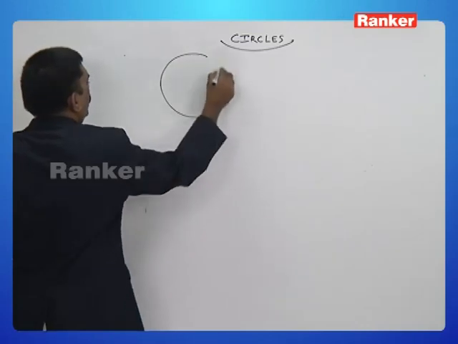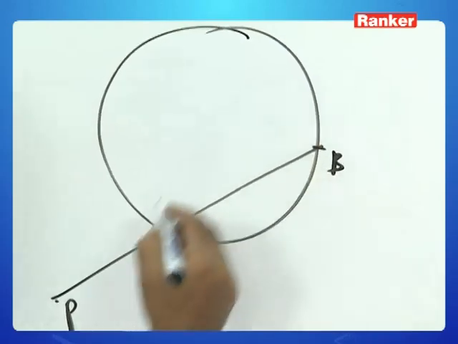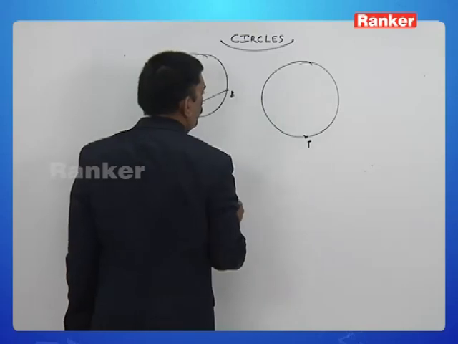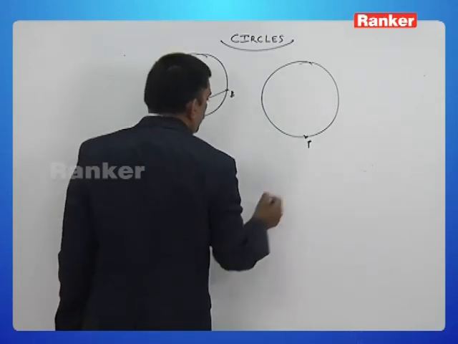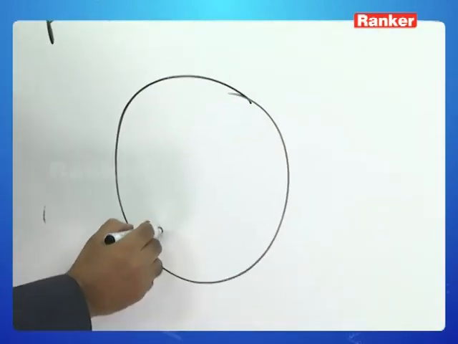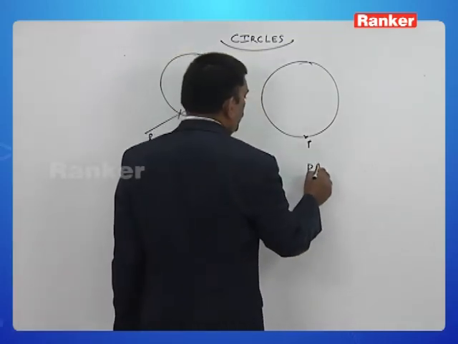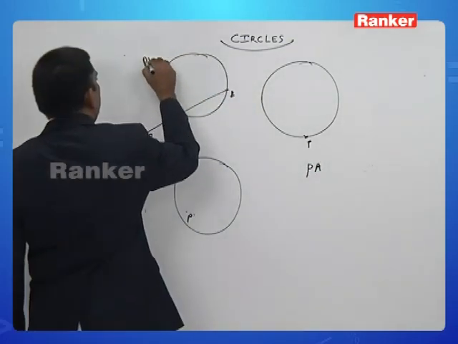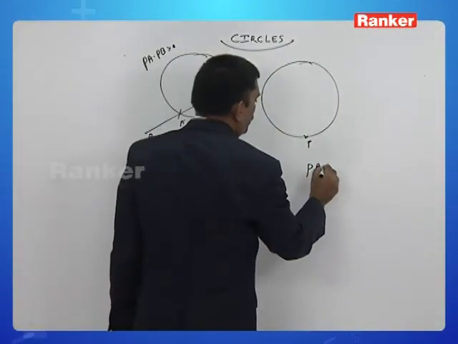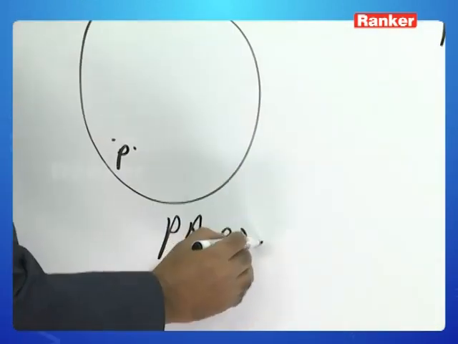When the point P is outside, when the point P is on the circle, and when the point P is inside the circle, correct or not? I can say by using the power of a point. Now here, PA into PB is greater than 0. Here, PA into PB is equal to 0. Here, PA into PB is less than 0.